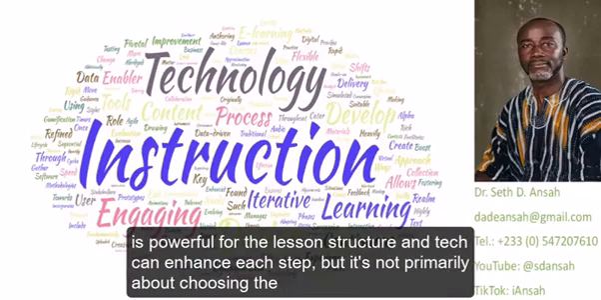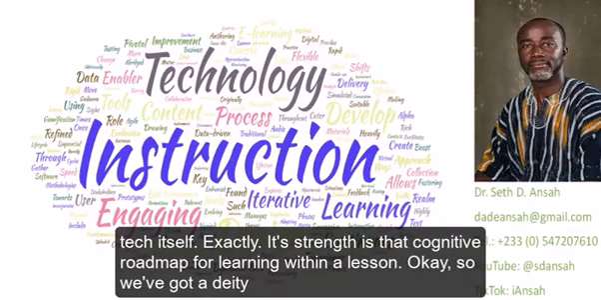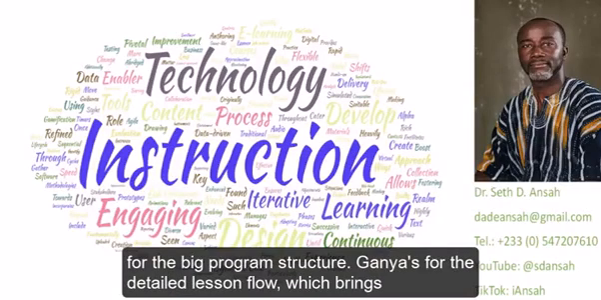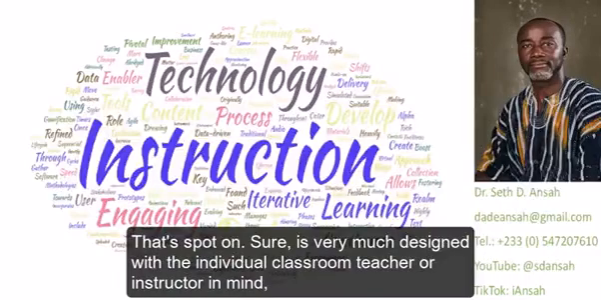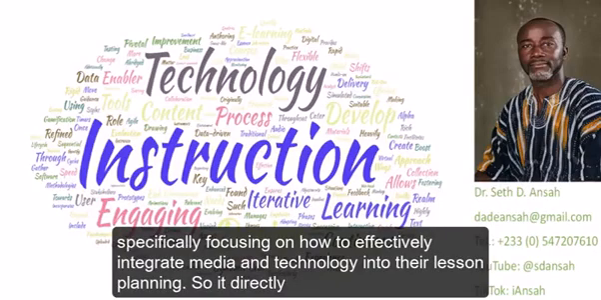So Gagne is powerful for the lesson structure, and tech can enhance each step, but it's not primarily about choosing the tech itself. Exactly. Its strength is that cognitive roadmap for learning within a lesson. Okay, so we've got ADDIE for the big program structure, Gagne's for the detailed lesson flow, which brings us to Assure. This one sounds like it's aimed squarely at teachers or instructors using tech in the classroom. Is that right? That's spot on. Assure is very much designed with the individual classroom teacher or instructor in mind, specifically focusing on how to effectively integrate media and technology into their lesson planning. So it directly addresses the tech piece.